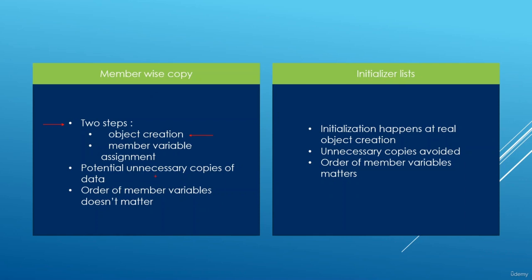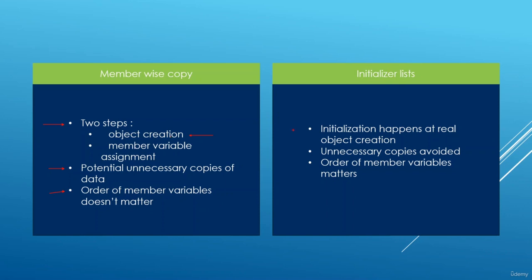And because of the copy we do in the body of the constructor, there is potential for unnecessary copies of data. Another thing that is special to member-wise copy is that the order of the member variables doesn't matter when you do member-wise copy initialization. You can put the base radius first, or you can put it second. It is always going to work. You're not going to have any problem related to the order of member variables.